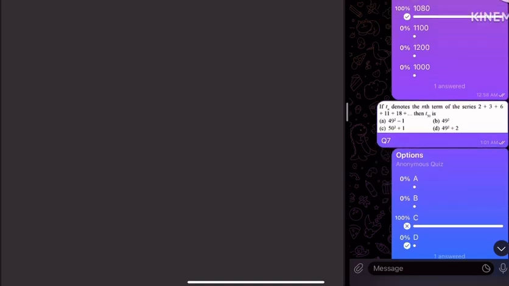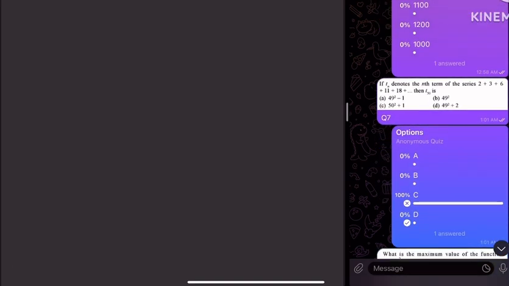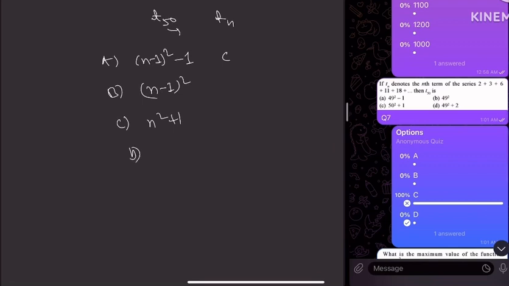If Tn denotes the nth term of the series, this, and then T50 is asked. Although you can clearly see that you can form the general term of this, I will suggest you to use options. Brilliant, use options. T50. So let us write 50 as n, so Tn. Let us reconstruct the options. Option A, n minus 1 whole square minus 1. Option B, n minus 1 square. Option C, n square plus 1. Option D, n minus 1 square plus 2. Remember that Tn is the nth term, not the sum.